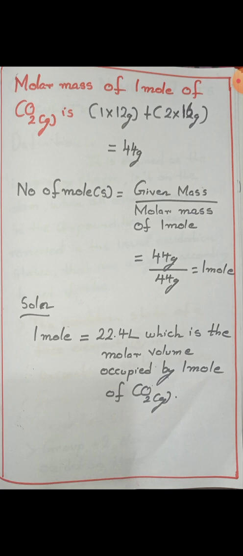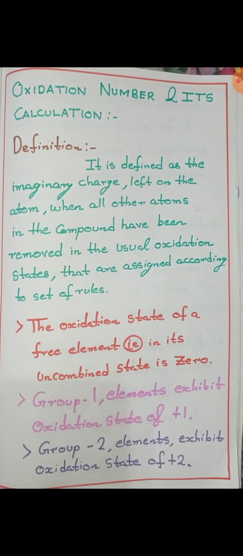Now moving to the second concept, what do you understand by the term oxidation number and its calculation? How do we calculate it? It is defined as the imaginary charge left on the atom when all other atoms present in the compound have been removed in their usual oxidation states, that is, they are assigned accordingly to a set of rules. So it is defined as the imaginary charge left on the atom when we know the oxidation number of the remaining atoms or remaining elements present in the molecule.